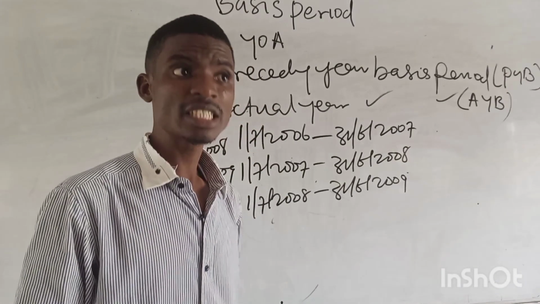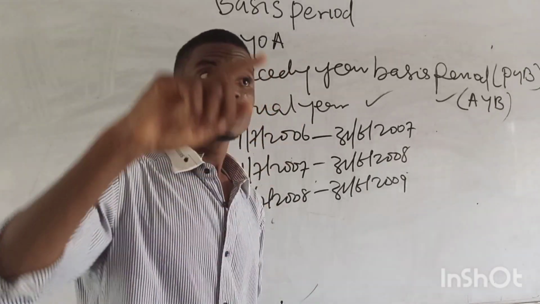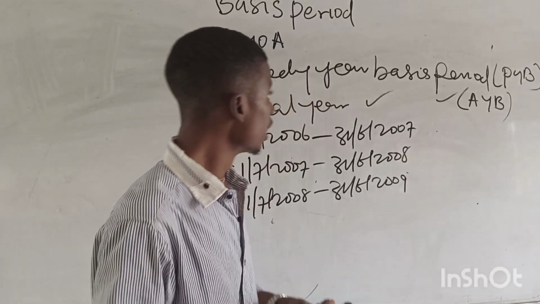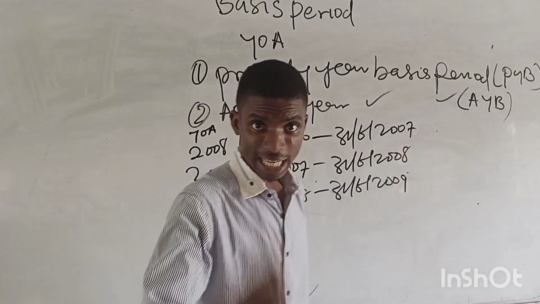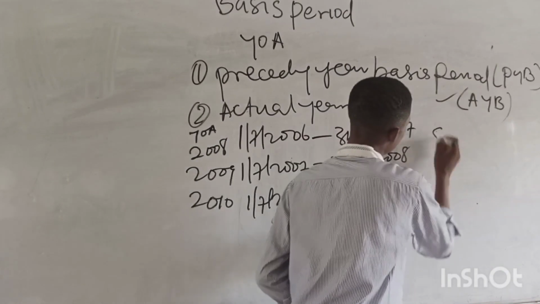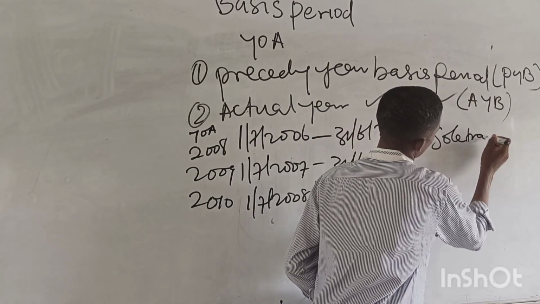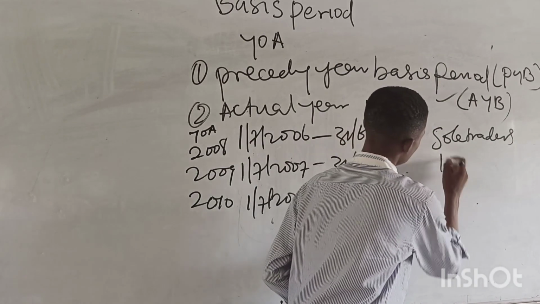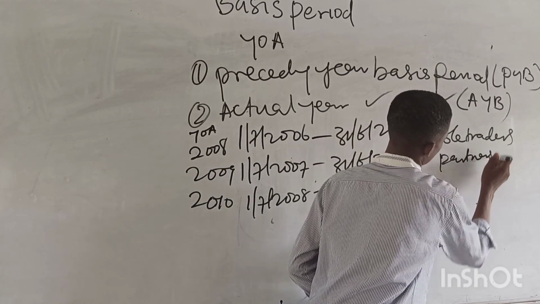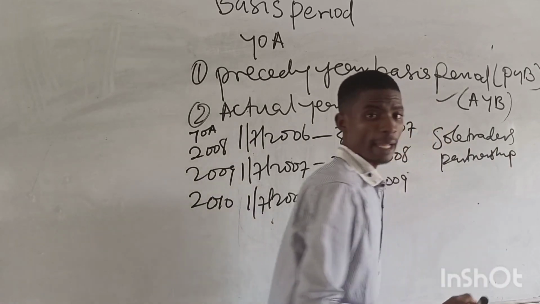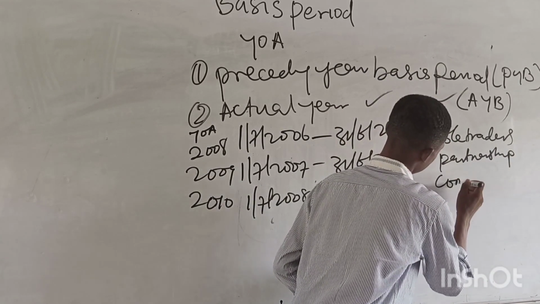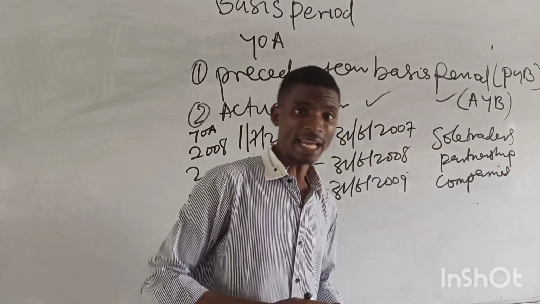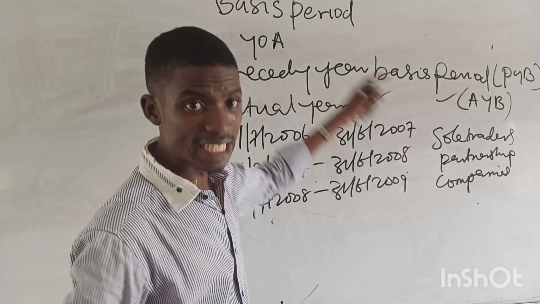And the businesses that are usually subjected to tax using preceding year basis are mostly the sole traders, partnership businesses, and companies. They are always computed using preceding year basis.